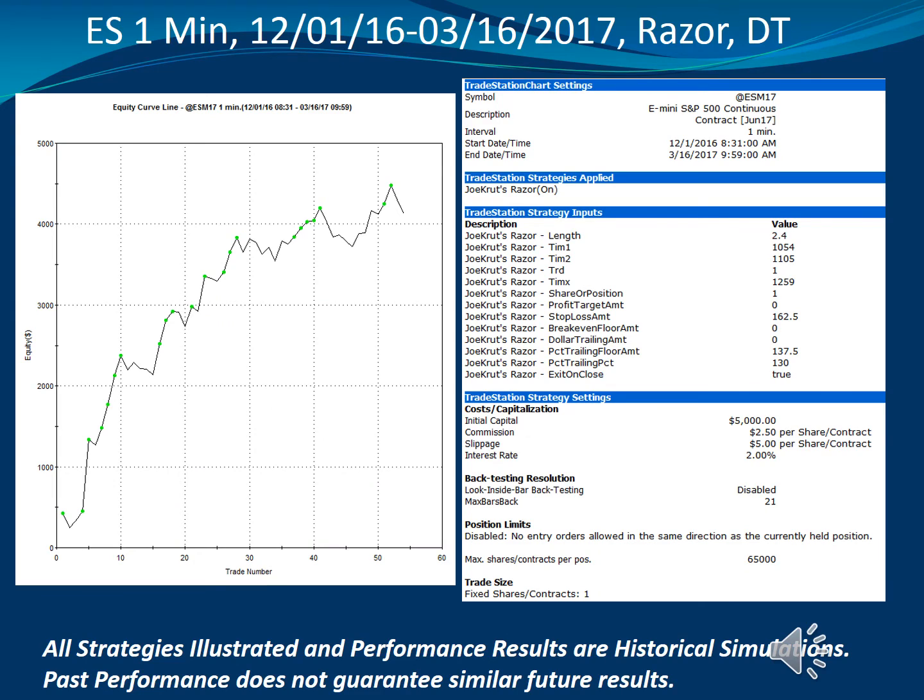And we can see our equity curve was pretty decent up to trade 40. Then we had kind of a drawdown, and it's been pretty decent here lately. The stop is only 162.50. It has a trail floor and a trail percent. It has a time exit of about 1 o'clock. It's a 1-minute bar, and it doesn't need to be 1-minute resolutions because it's already at a 1-minute bar.